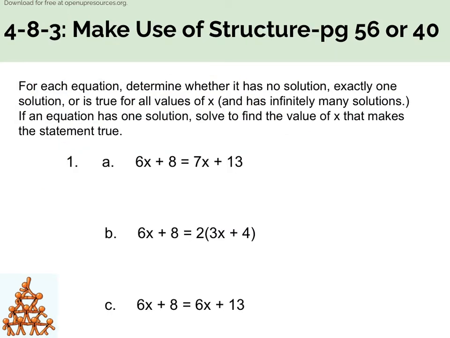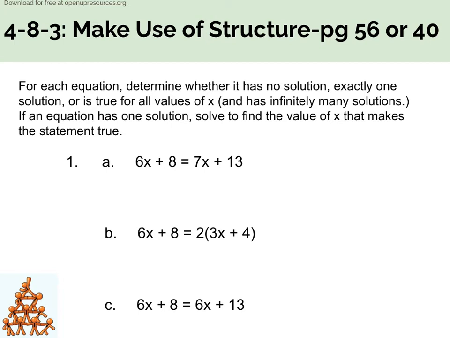All right, go ahead and turn to page 56 or 40. It should look something like this. There's actually a lot more questions on it, but we're going to just approach it one at a time. It says, for each question, determine whether it has no solution, exactly one solution, or is true for all values, or has infinitely many solutions. If the equation has one solution, solve to find the value of x that makes the statement true. Okay, so remember what those things entail, and what I want you to do is go through number 1, A, B, and C. Go ahead and pause, answer that, no solution, one solution, infinitely many solutions, and solve for the one solution, and then come back, and we'll go through it.